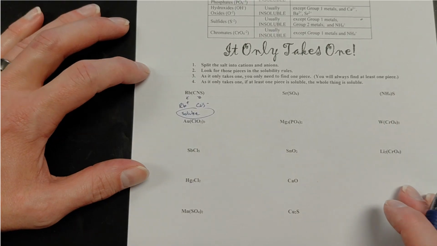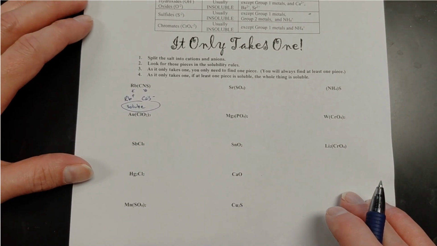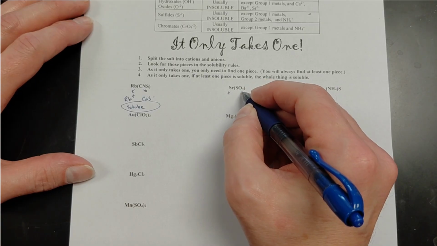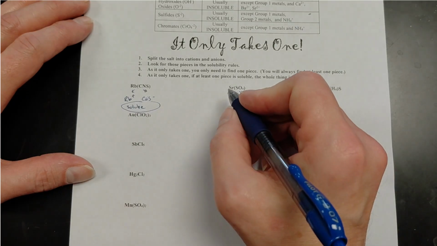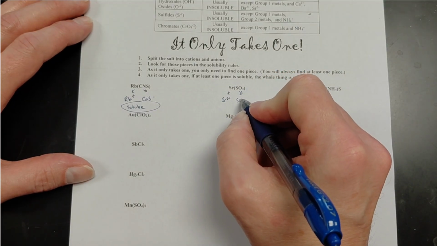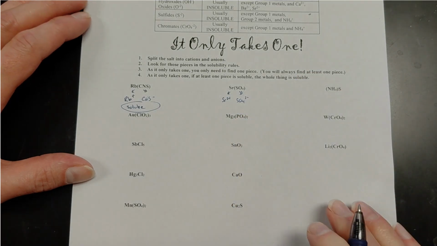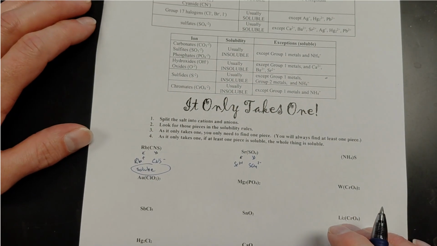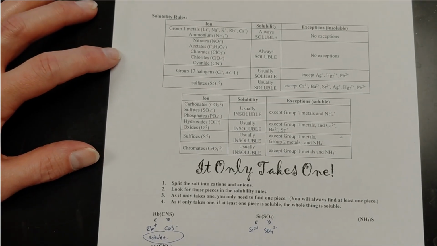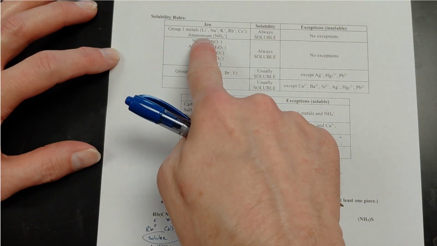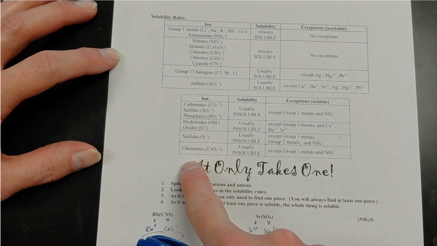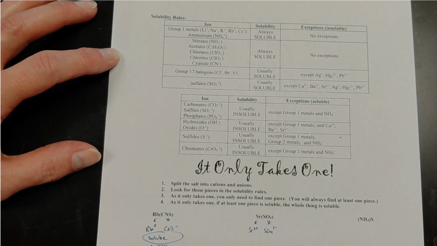Okay, let's move on to strontium sulfate. Again, I'm going to split it into Sr, which would be Sr2+, and SO4, which would be SO4 2-. But again, the charges aren't going to matter. I'm not going to trick you with charges. I'm going to start by looking for Sr. I'm going down the left column, and I don't see it. But that's okay. It only takes one.